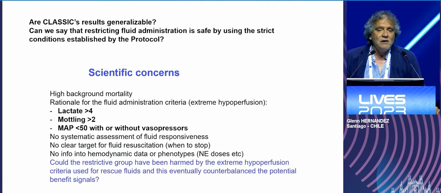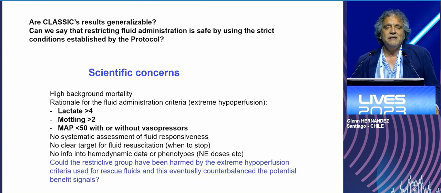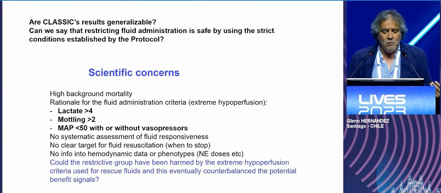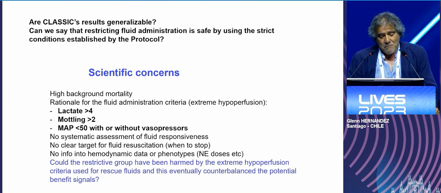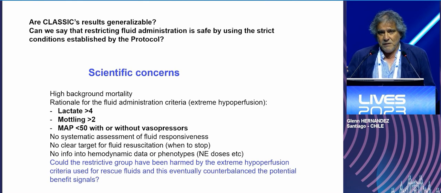Are CLASSIC results generalizable? This was discussed, of course. Can we say with the design of the study that it is absolutely safe and recommend for the world that they should go for restrictive because it's the same? I mean, of course, there are some concerns that were expressed. They are arguable, of course. Many people and the authors would think differently. And this is, of course, science.